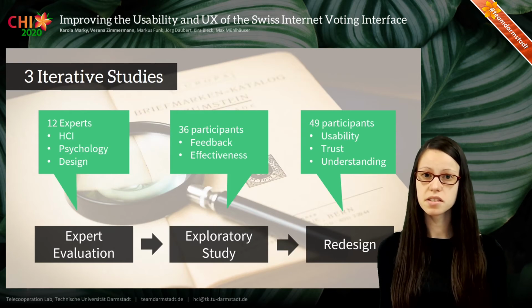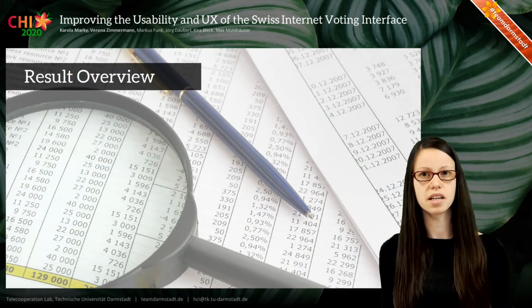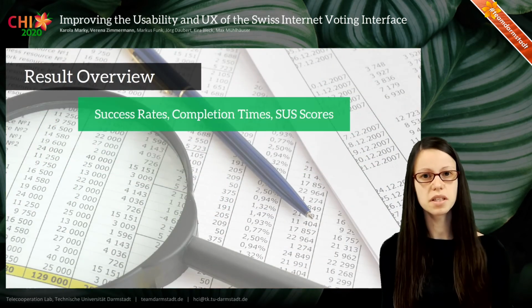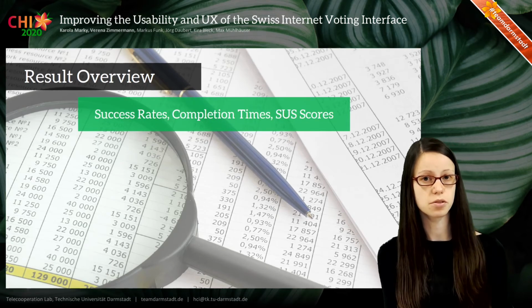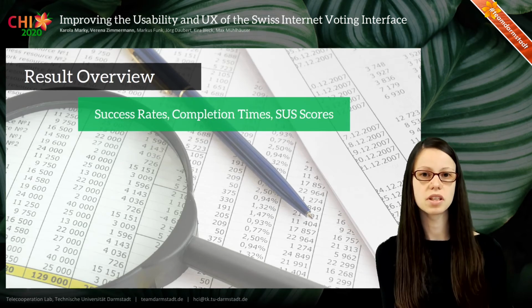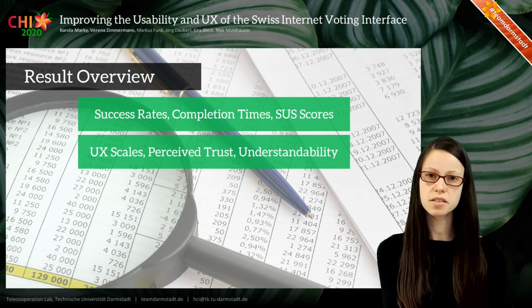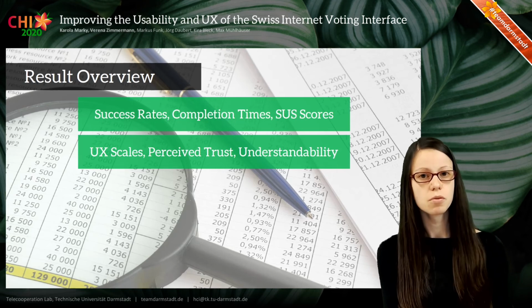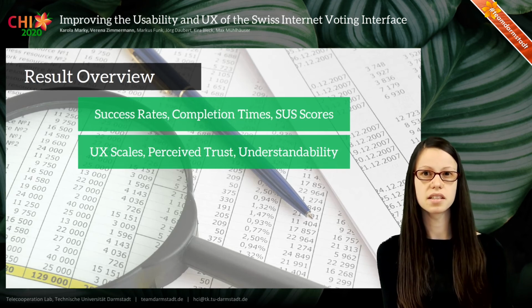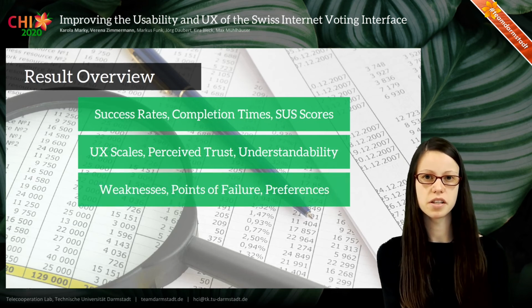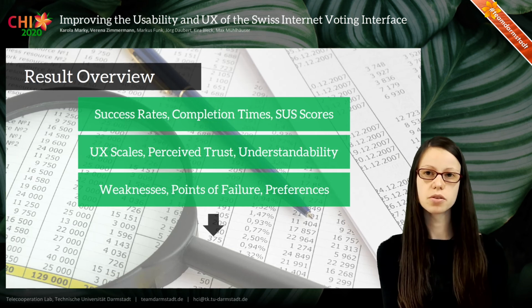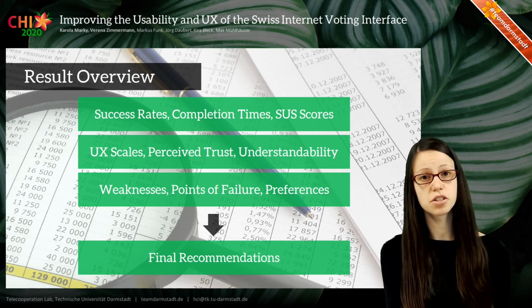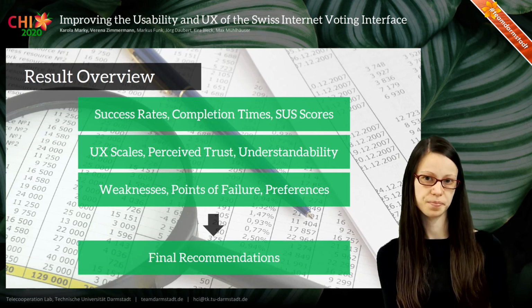In our studies, we collected different types of results. We collected the usability metrics in terms of success rates, execution time, and SUS scores. We also collected the user experience scales from the user experience questionnaire. We measured perceived trust and understandability. And we also identified weaknesses, points of failure, and preferences from the participants. Based on that, we also conclude with general recommendations for internet voting systems.